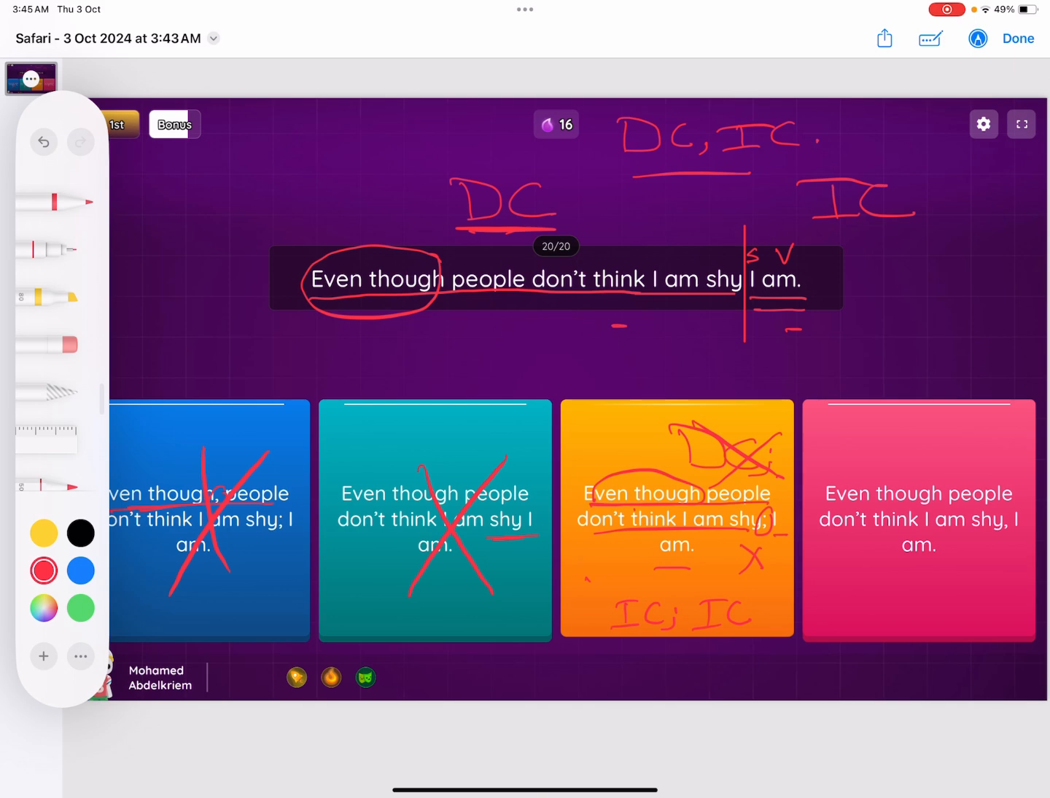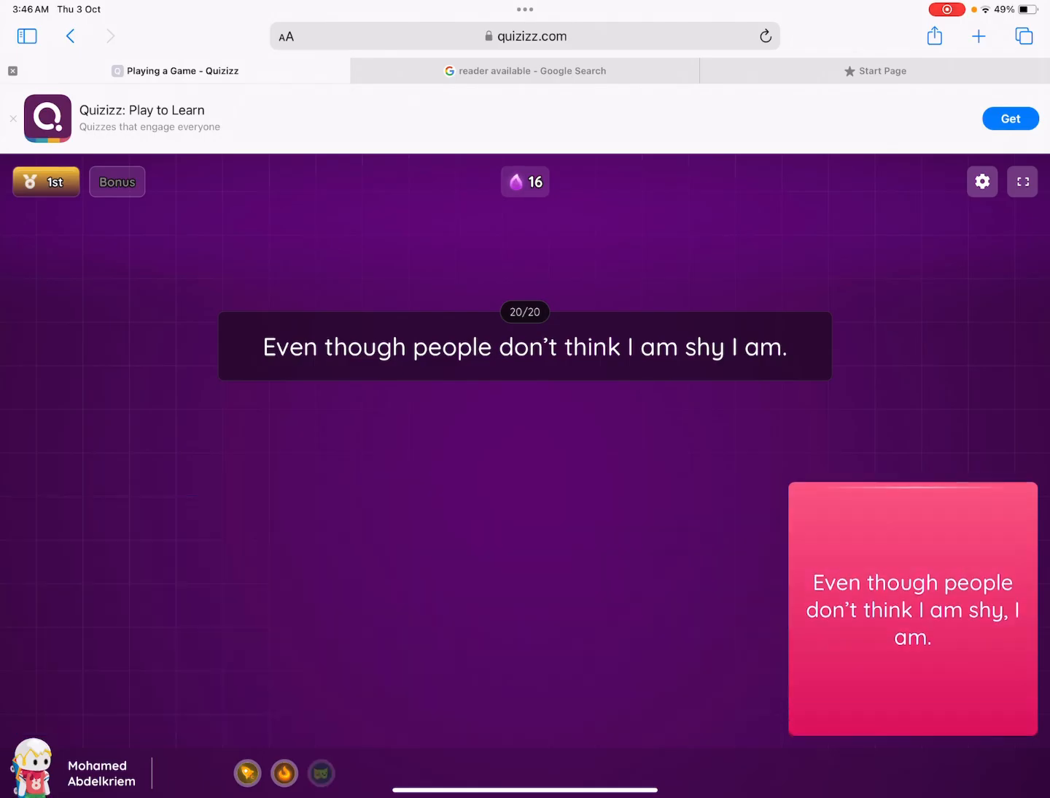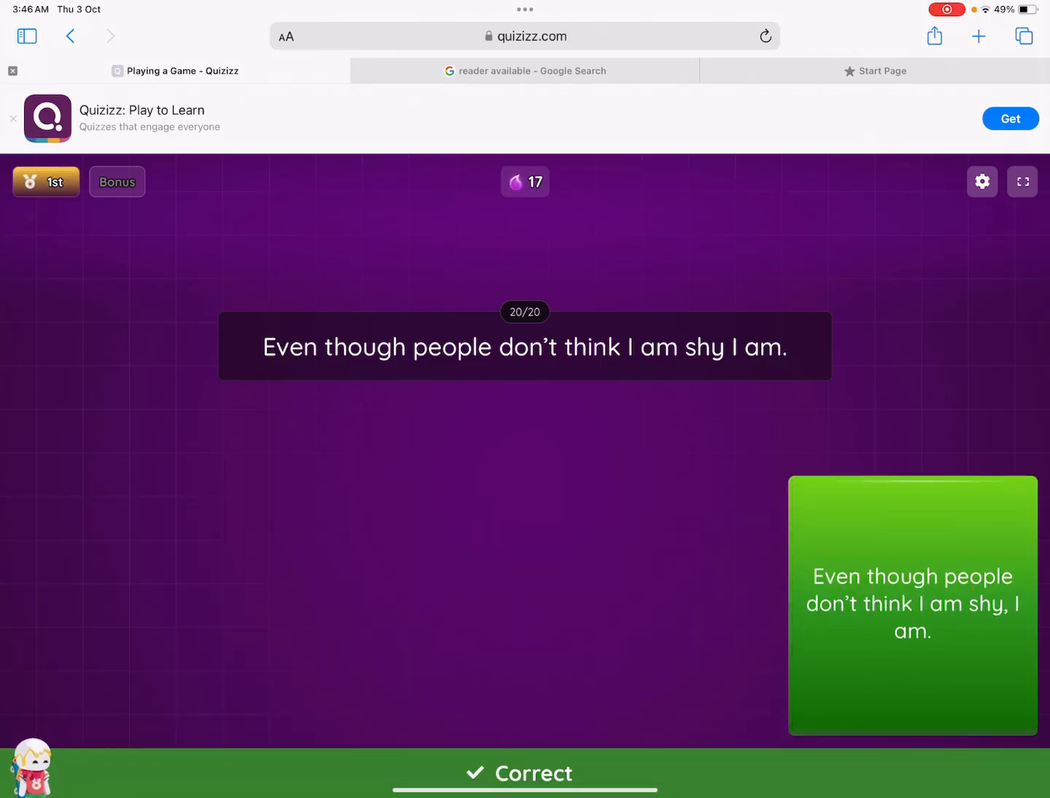So the last one is the only possible answer because here, even though people don't think I'm shy, this is a dependent clause. I am, which is an independent clause, and then he used a comma after the dependent clause. So the last one here is the correct answer.